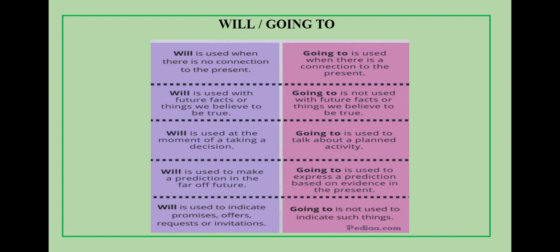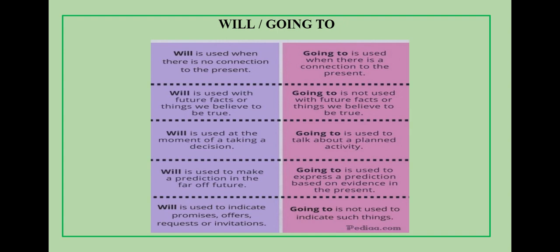Will is also used to agree to do something. When you agree to do something, yeah, I'll come with you. I will do this work. And will is also used to make requests or give orders. Like, will you open the door for me, please? Will you hurry up? So we're here using the word will to give orders or to make requests.